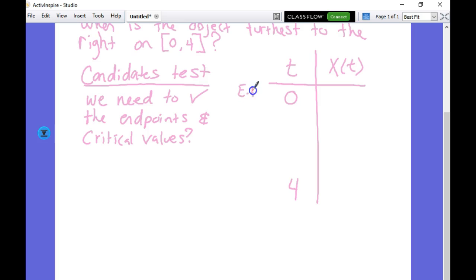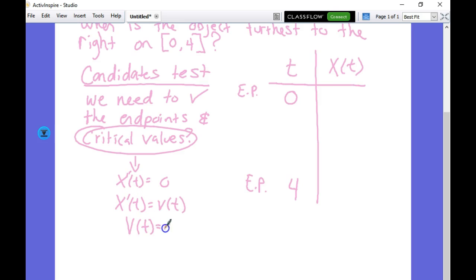I'm going to label those as endpoints. But we also got to find critical values. Critical values occur where x prime equals 0. Now, what's another expression for x prime? V of t, it's the velocity. Okay? So, in other words, if I want to know where x prime of t equals 0, then I need to find out where v of t is equal to 0. And that's where we get to use our calculator.